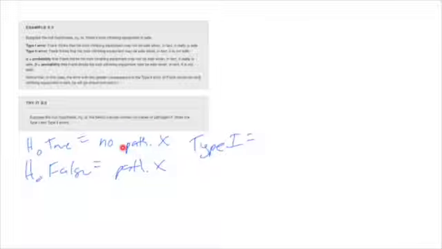A type 1 error is when we reject the null. So we say that there is pathogen X in the blood, or we think there is, but really there's not.